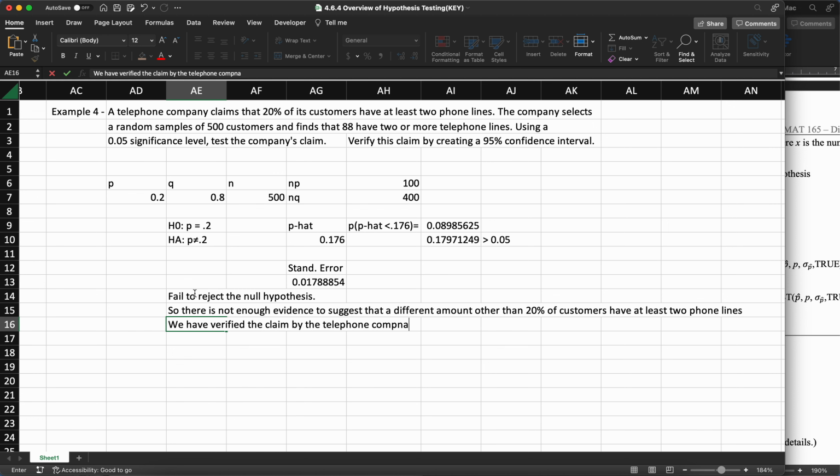So sometimes the thing that somebody claims is our null hypothesis. Sometimes the thing that's claimed is not our null hypothesis. But this sentence works for anything. There's not enough evidence to suggest that there's a different amount other than 20, which in this case was the claim, and so we have verified the claim. So now let's go ahead and construct a confidence interval for this.